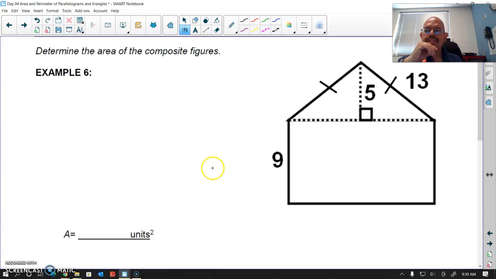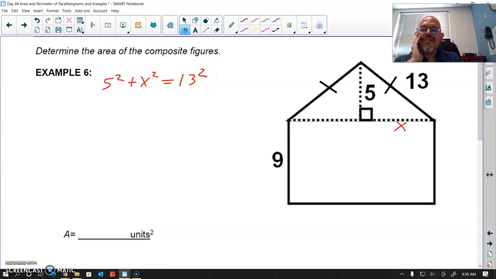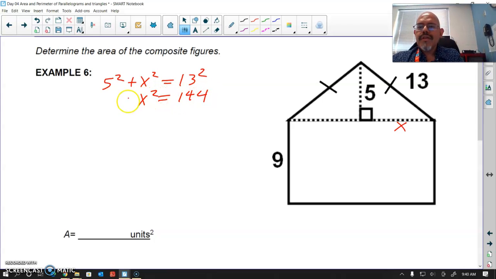Now, let's take a look at this. We're determining the area of the composite figure. We need to find out what this length is, but we have enough information here to use the Pythagorean theorem. So this is going to be 5 squared plus x squared equal to 13 squared. I'm going to subtract 5 squared from 13 squared, so that's going to be 144. Take the square root, so x is equal to 12.